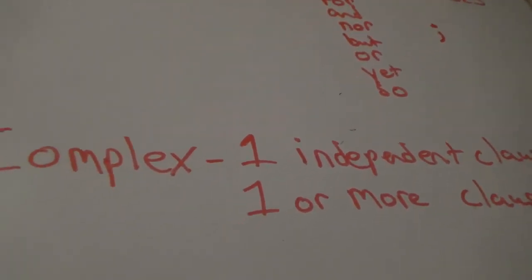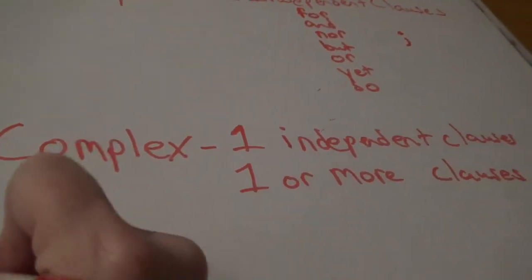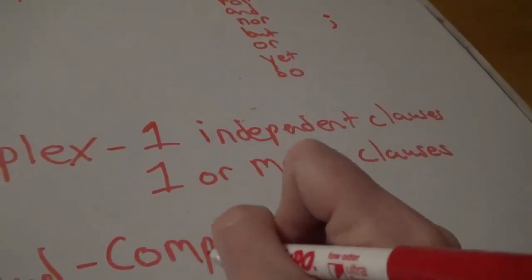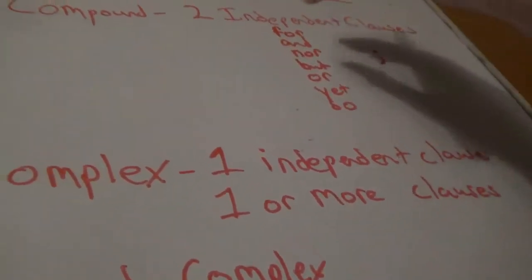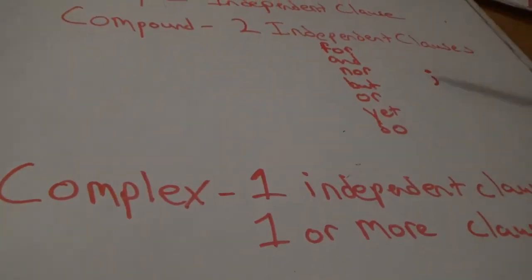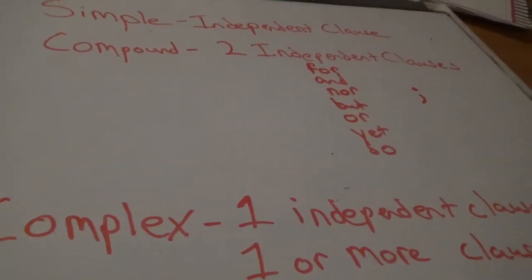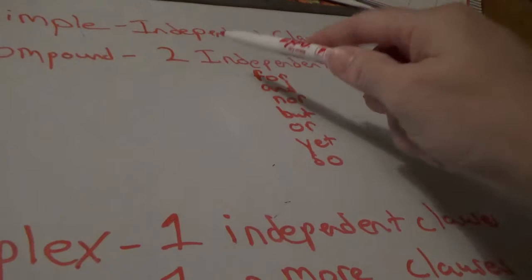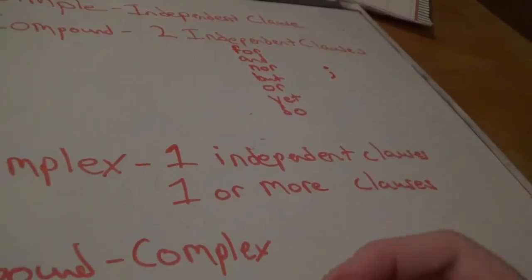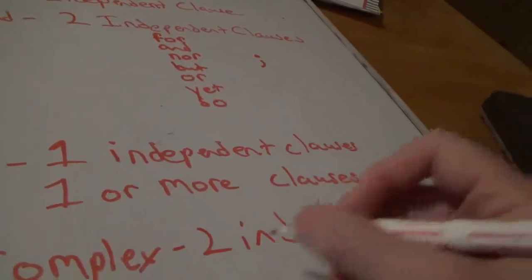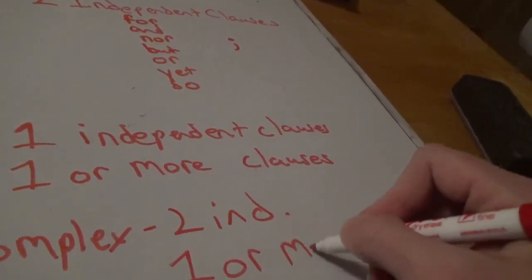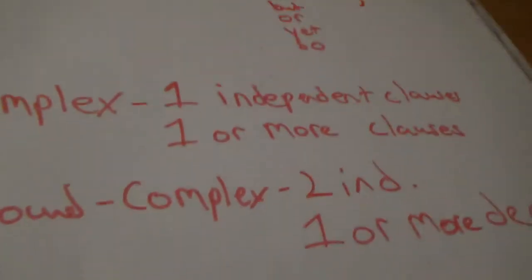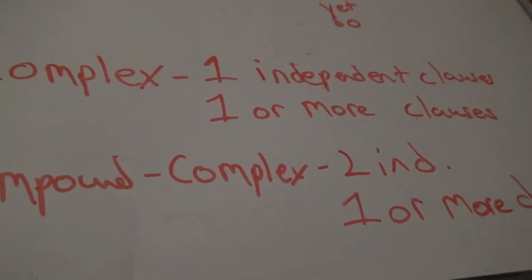Before I go on to do that, I want to add in the compound-complex sentences, but we're not going to talk too much about that right now. I just want you to know that that is when you have basically a compound sentence, so two independent clauses, plus a complex. So it's sort of like a combination. It's two independent clauses plus one or more dependent clauses. So it's like when you have a compound sentence and you tack on at least one dependent clause. That's what makes it compound-complex.